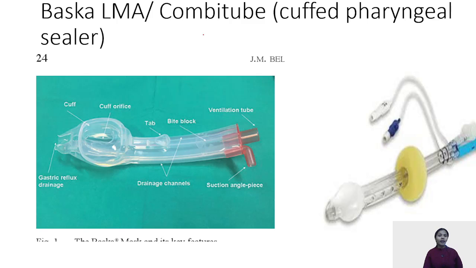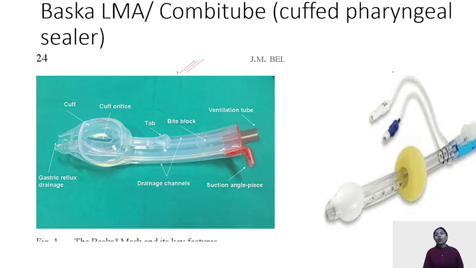This is the Buska LMA. Please see the photos of Buska LMA and of slipper, because they're generally asked whether they are cuffed or not cuffed, whether a drain tube is present or not, and what about the sealing pressure, because they have been introduced recently. This is your Buska LMA which has an integrated bite block. An angled suction tube is a characteristic finding of Buska LMA, not found in any other LMAs, right? And it also has a cuff.